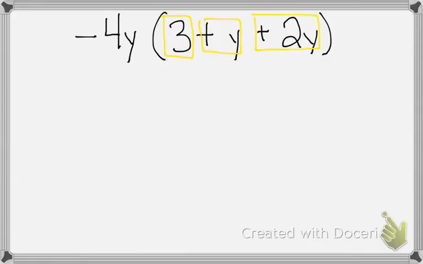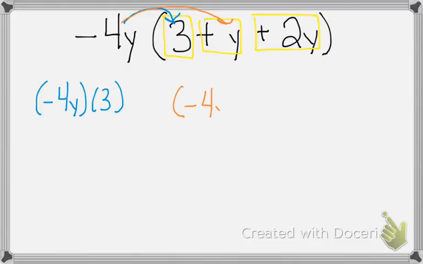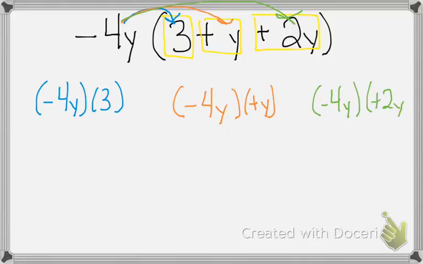If I go back and step by step distribute, my first multiplication is negative 4y times 3. My second distribute is negative 4y times a positive y. And now I've added that third term, still have to distribute, and I end up with negative 4y times a positive 2y.